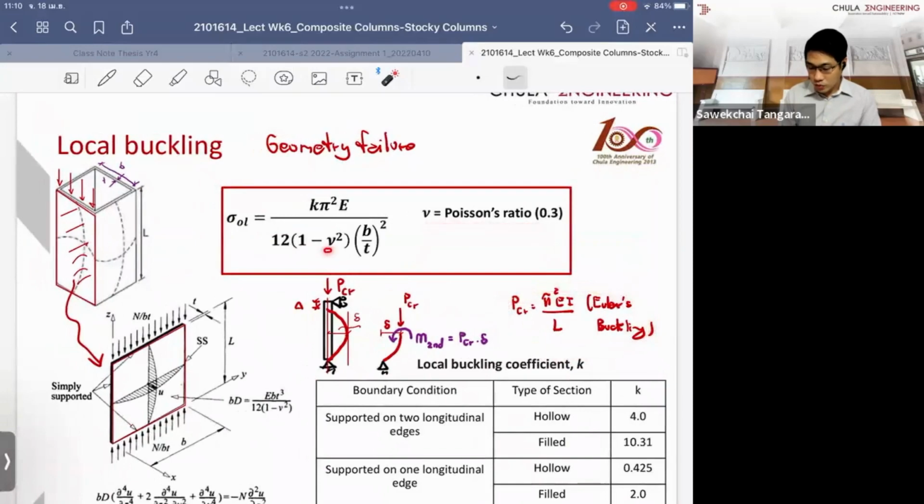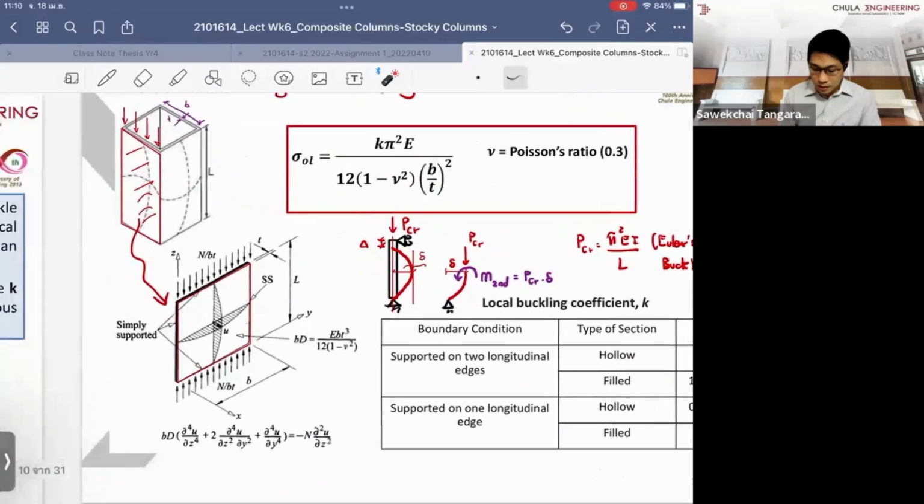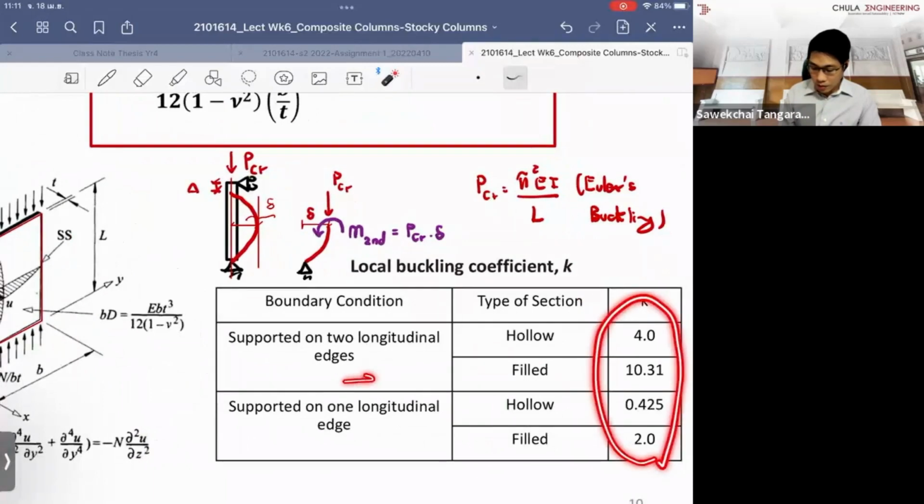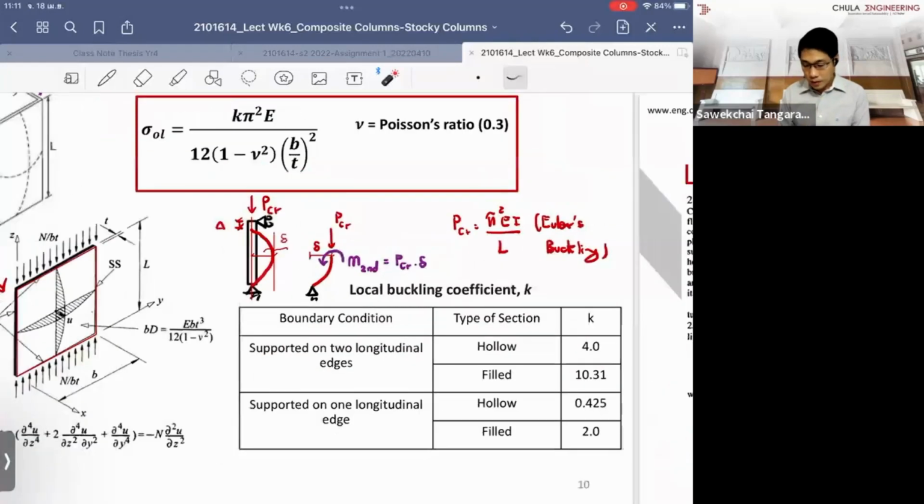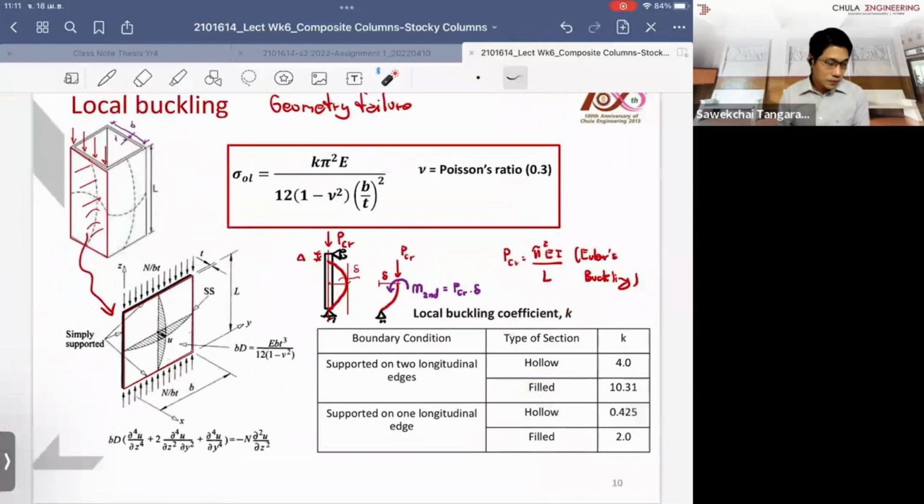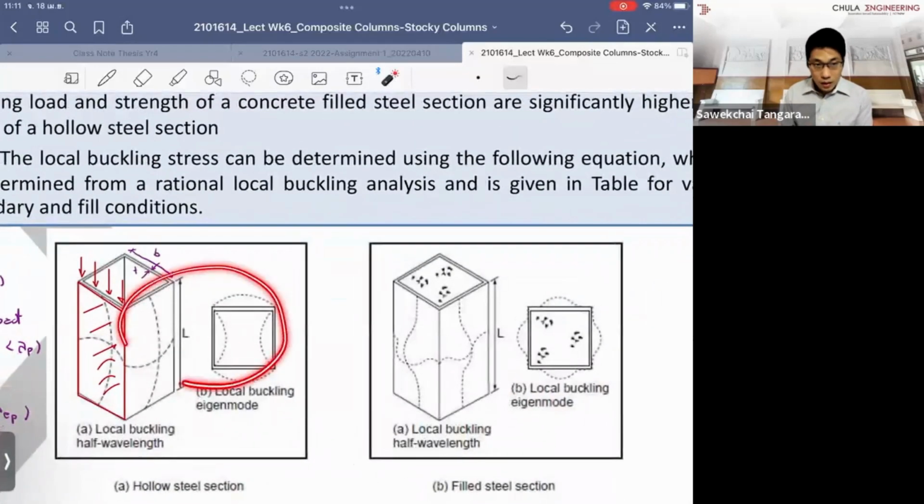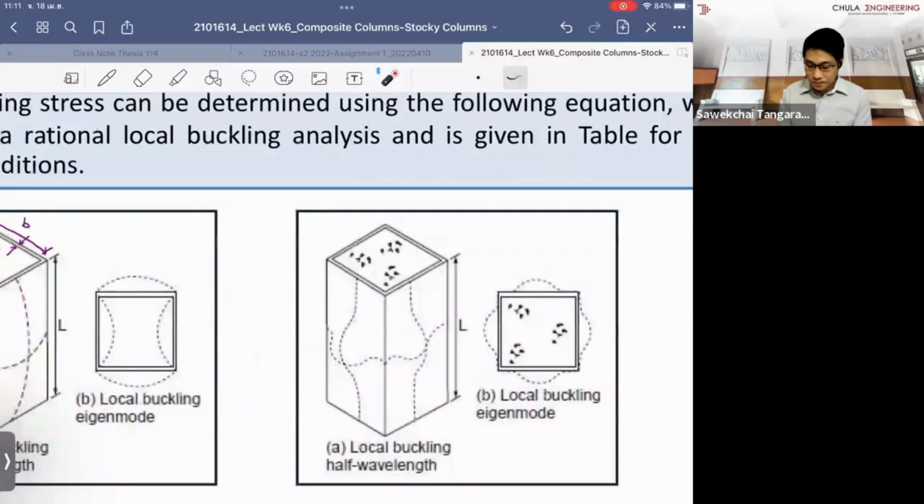This is the Poisson's ratio we applied here. The b over t is the ratio of the clear width to the thickness, right? And K is the coefficient. It depends on the support condition and the type of section you're looking at, either a hollow section alone, or a filled section. So what you can notice is this: this one is the hollow section alone, and this is the filled concrete. So when you fill the concrete in, it can delay the buckling of the steel. It doesn't only provide the confinement effect to the concrete, it can delay the buckling failure of the steel.